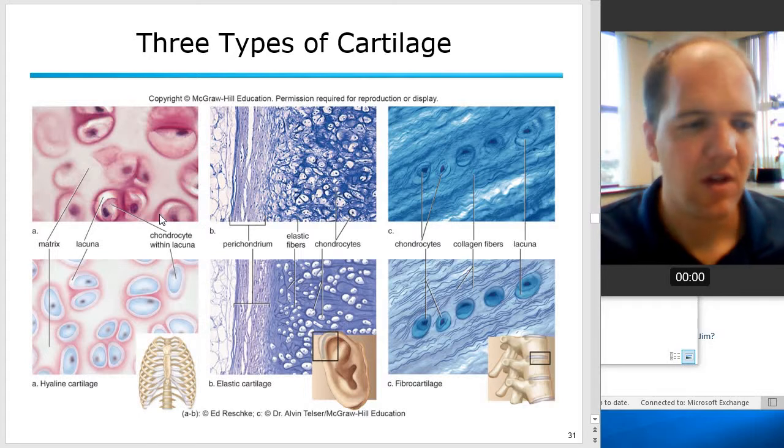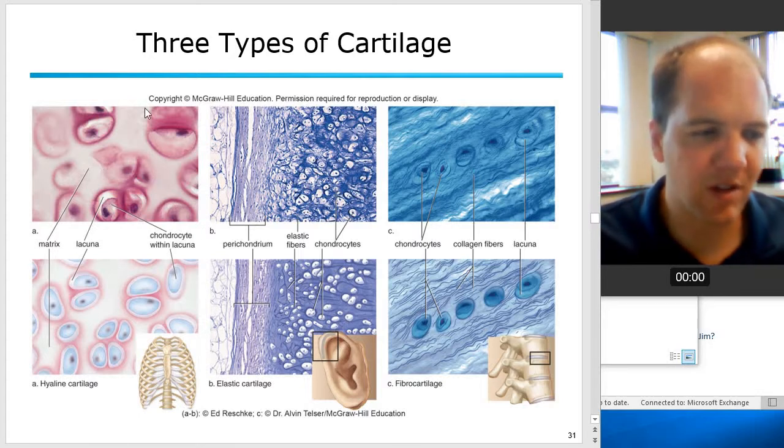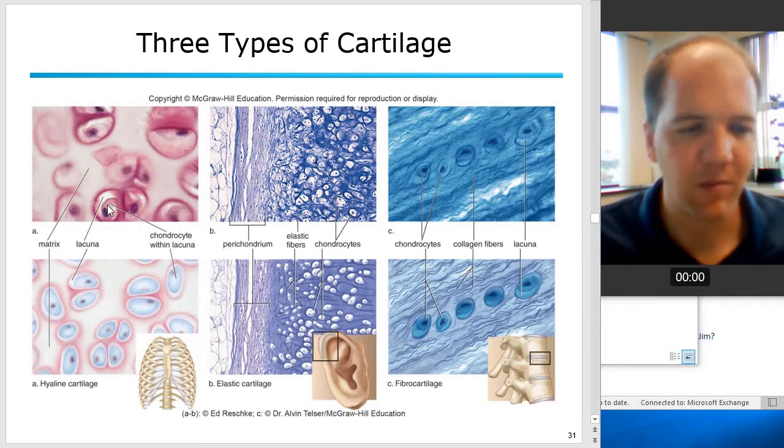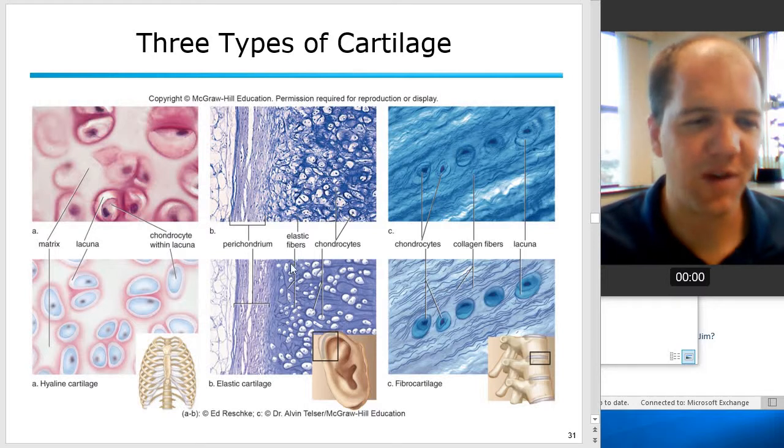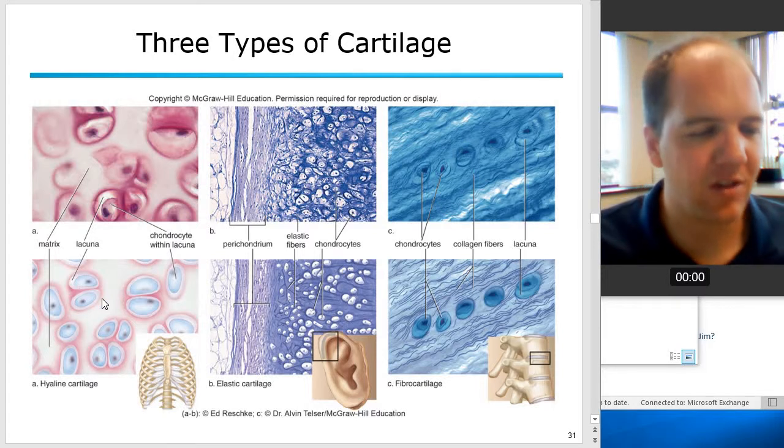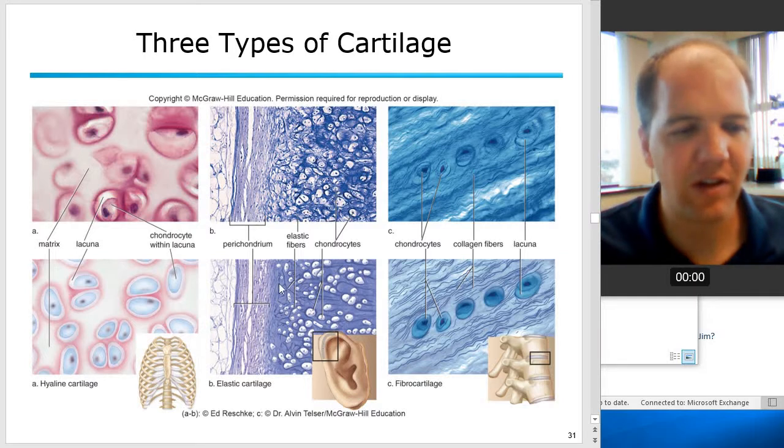So this is all three types of cartilage here. We just talked about hyaline cartilage. I'm getting a little ahead of myself here. The one I was just showing you was fibrocartilage. But so here's the hyaline cartilage. But the same thing, you can see the chondrocytes here in the lacunae, and then the fibers that are packed all around. Elastic cartilage found in your ear.